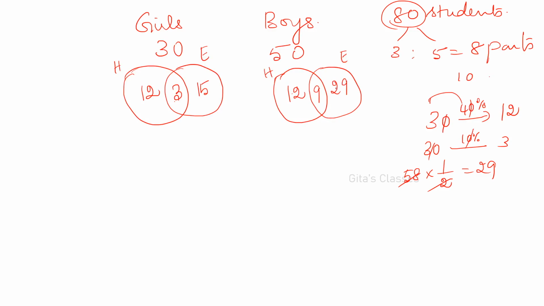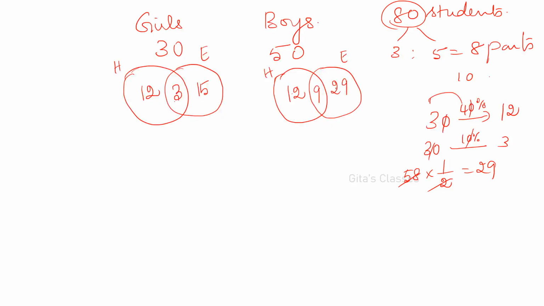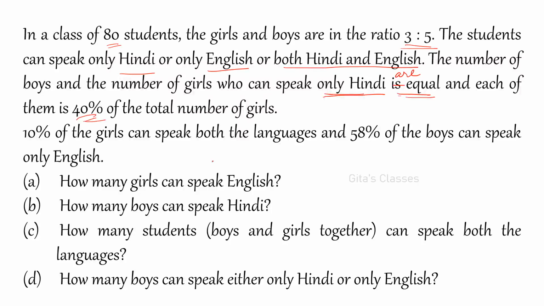Once you have filled up all these values, then answering the questions will be very, very easy. How many girls can speak English? Can you tell me? It is not only English. How many girls can speak English? That means this circle, the entire circle. So for the first question, the answer is 3 plus 15, 18. Okay, 3 plus 15, 18.